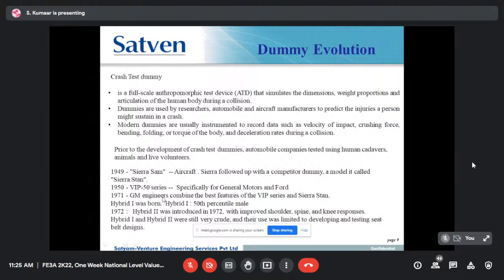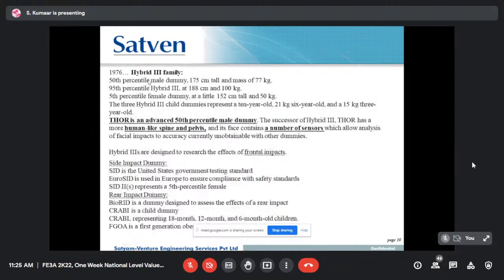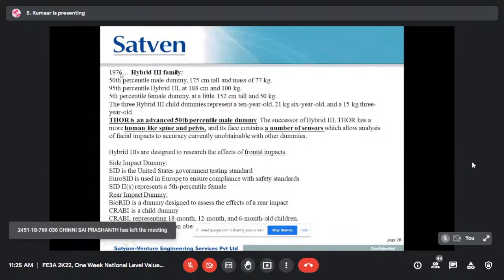Still, Hybrid 1 and Hybrid 2 were very crude, and were limited in developing and testing seat belt designs. These two dummies are not compatible with seat belt designs. So from this they moved to the new dummy called the Hybrid 3 family. They developed this in 1976. From 1976, we are still using this dummy for a few cases as per the regulations.